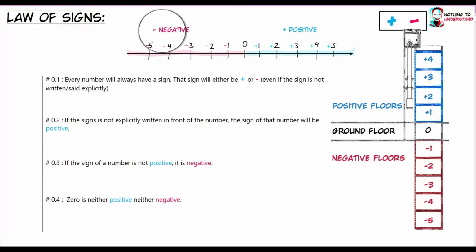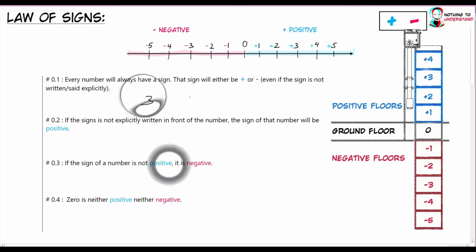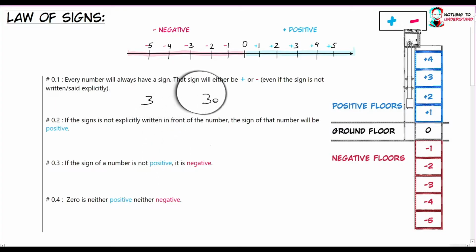It will be either negative or positive, even if it's not written in front of the number. So when you write 3, or you need to buy a 300 V-Bucks skin on Fortnite, everybody will agree it's a plus and a plus. So this is the second rule. If a sign is not written explicitly in front of the number, that number will be positive.